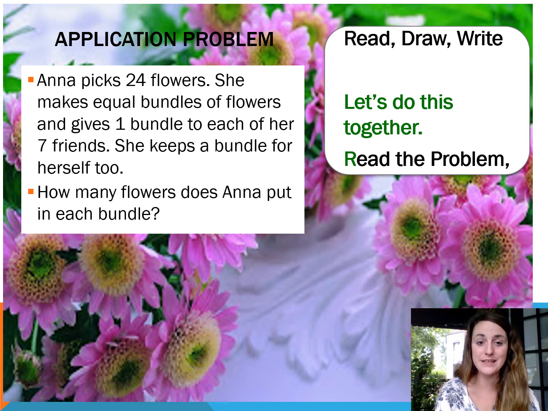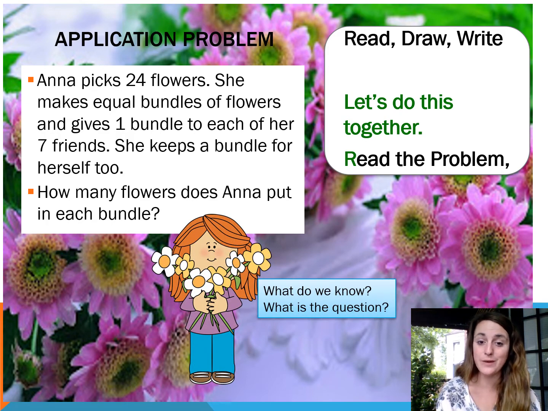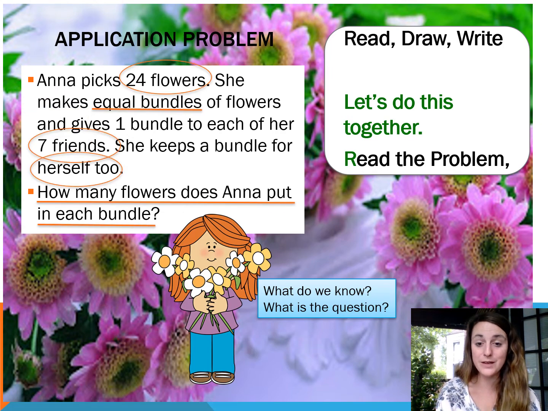Anna picks 24 flowers. She makes equal bundles of flowers and gives one bundle to each of her 7 friends. She keeps a bundle for herself, too. How many flowers does Anna put in each bundle? What do we know? What is the question? Think about your get. Well, we know the total.